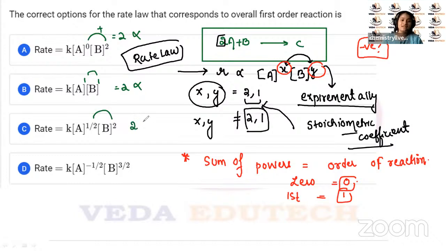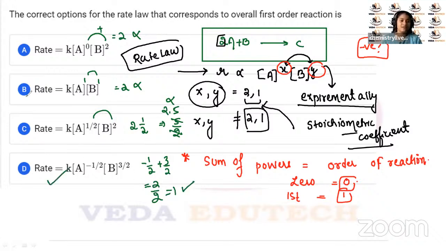If I add this, this is 2.5. So this is going to be 5 by 2, or I can say this is going to be 2.5. That is not the answer. Then here I have minus 1 by 2 plus 3 by 2. So this is 2 by 2, that is equal to 1. So this is going to be my answer. This, children, is going to be my answer.